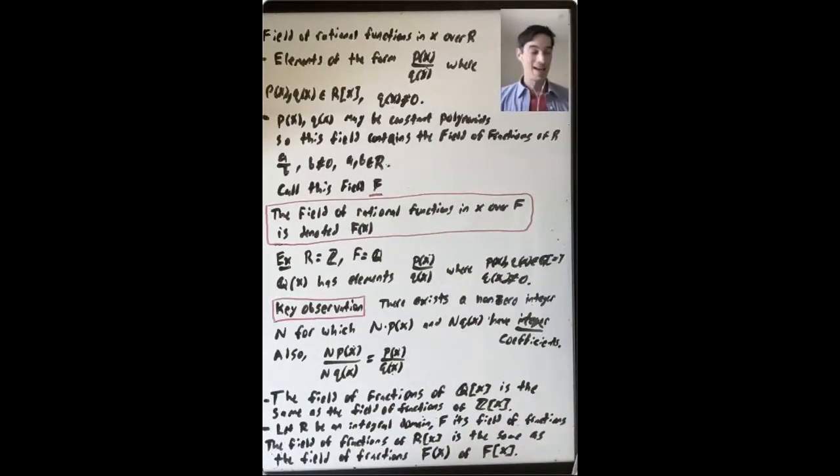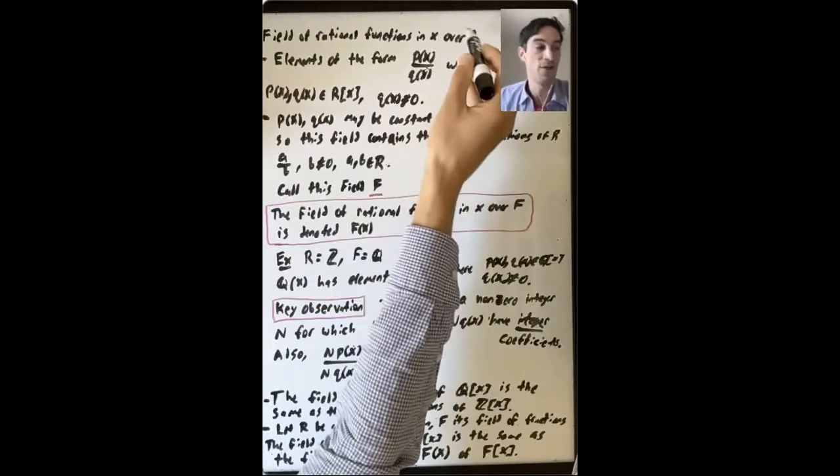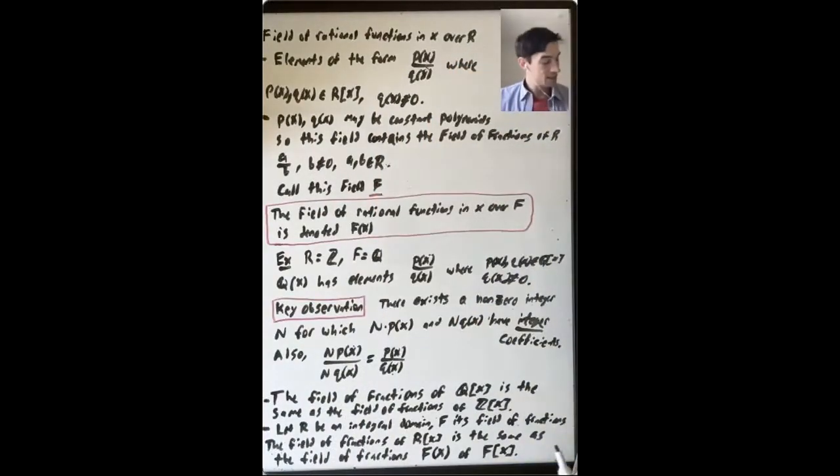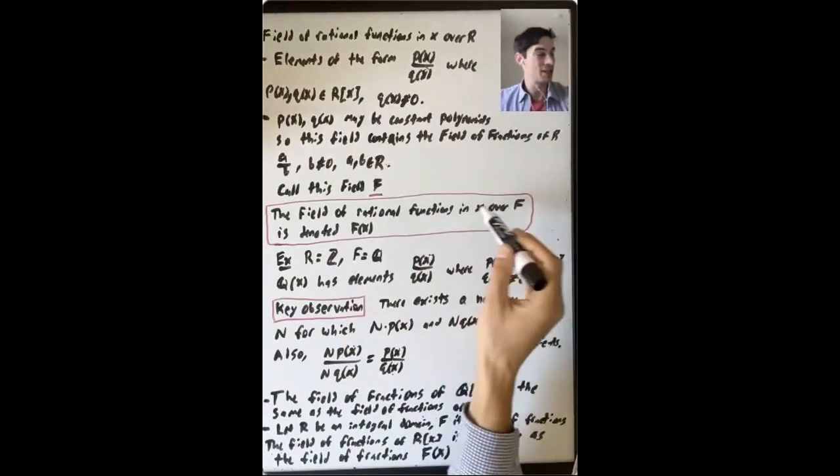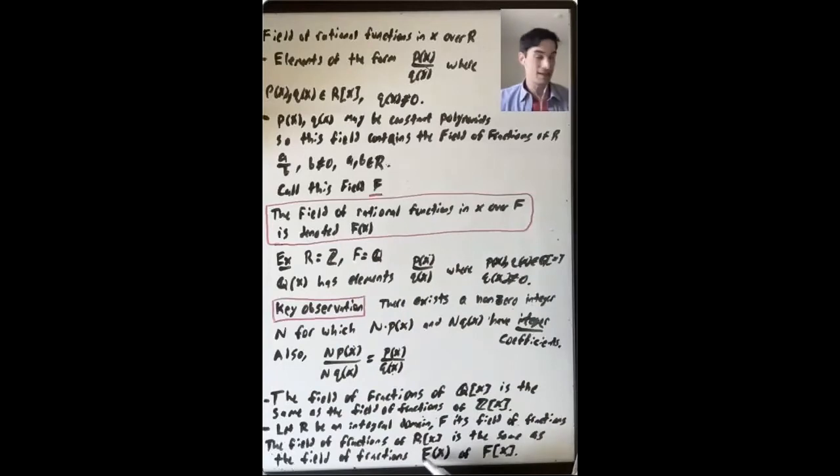And okay, you should think about the details, but the same statement is true in general. If R is an integral domain and F is its field of fractions, the field of fractions of R bracket X, this field of rational functions in X over R, is the same as the field of fractions, the field of rational functions in X over F, this F of X, the field of fractions of F bracket X.